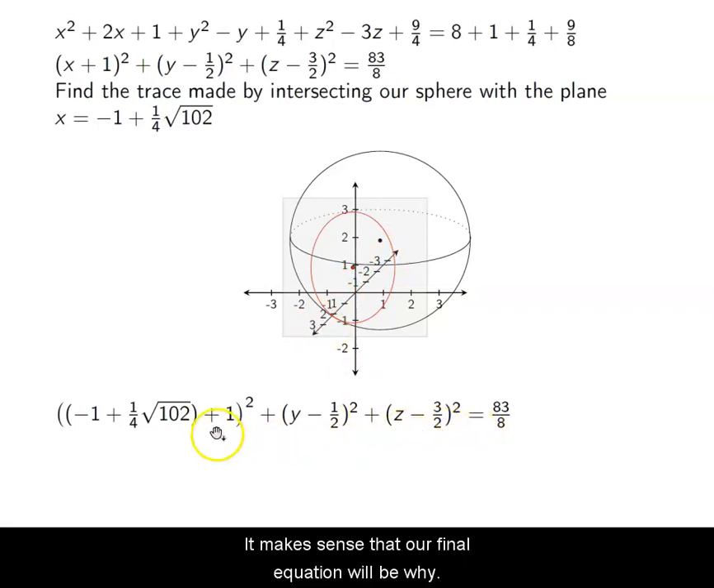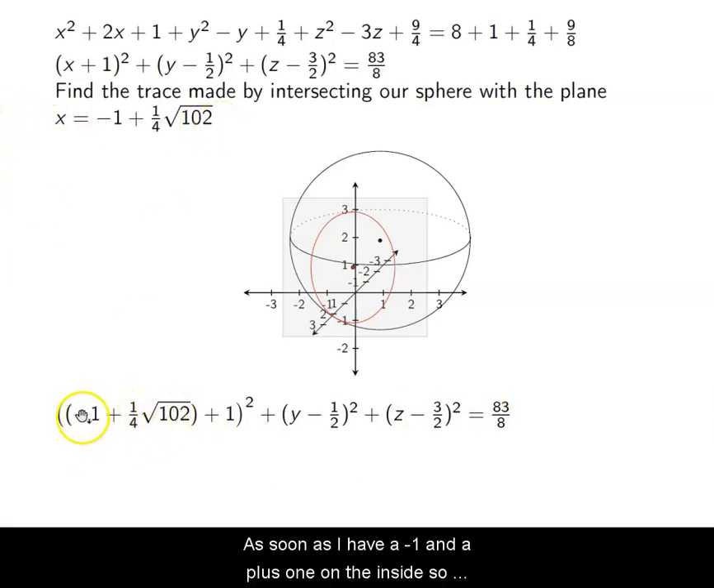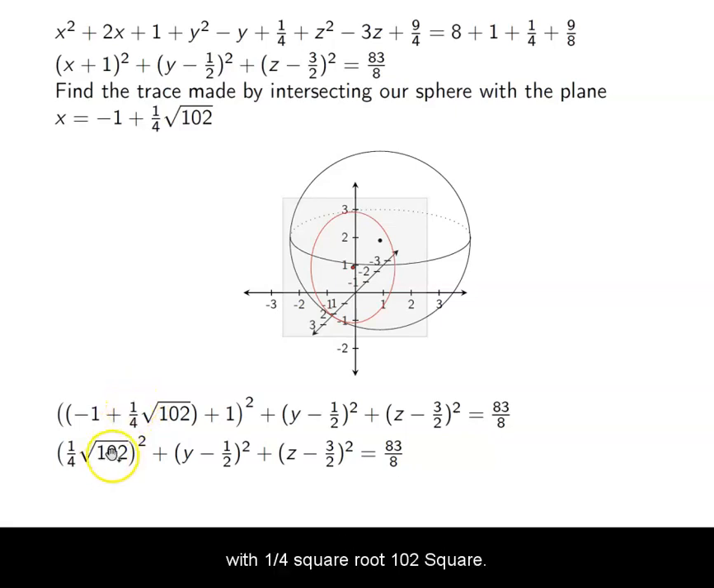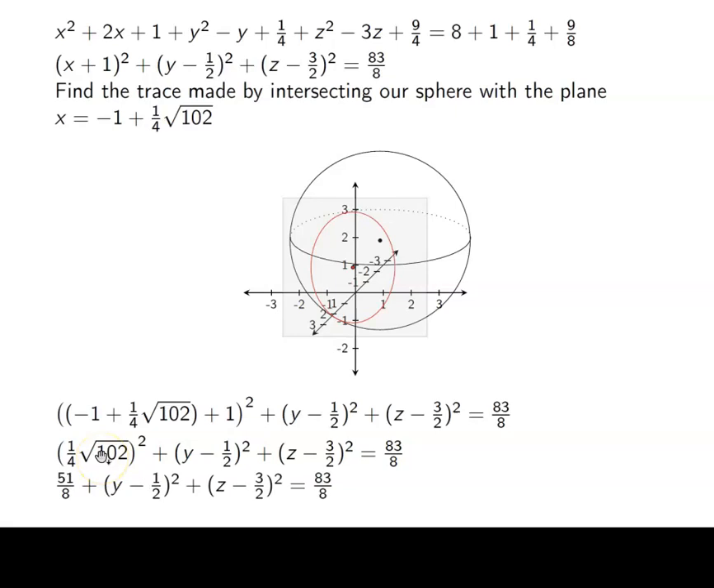So it makes sense that our final equation will be y shifted somehow squared and z shifted somehow squared, and then a new radius. The new radius will be found by plugging in this x into my equation. So let's notice that I have a -1 and a +1 on the inside. So those two things will cancel each other out, and I'll be left with (1/4 square root 102) squared, (y minus 1/2) squared, (z minus 3/2) squared equals 83 over 8. So let's go ahead and square this term, okay?